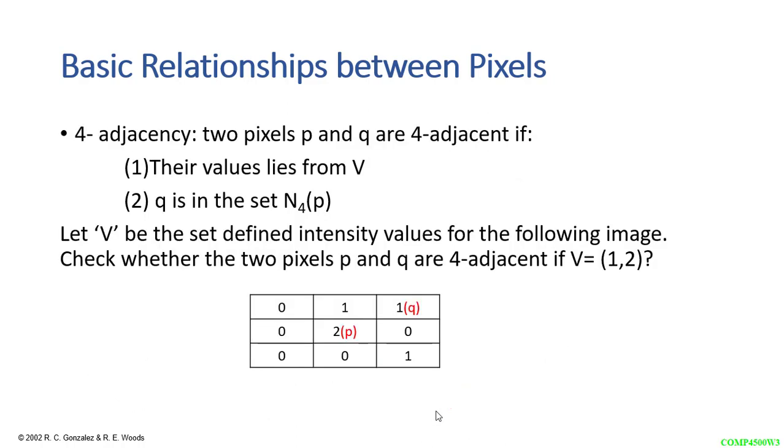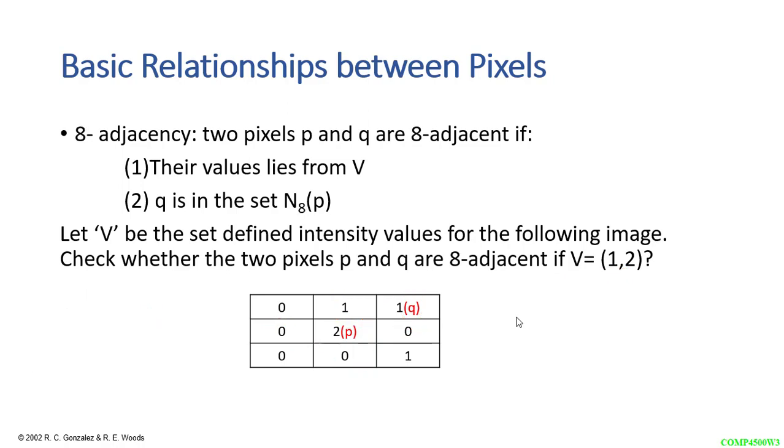Let's see examples. So here we have adjacency. Let V have the values 1 and 2, and we have these 2 pixels, P and Q. Are P and Q 4 adjacent? The question here is, what is 4 adjacent? 4 adjacent means this is P, so Q should be here, here, here, or here. So this one is not within the 4 adjacency. If this is valid, then we need to check whether Q is within the values of V or not. So in this example, we can see it's not 4 adjacent.